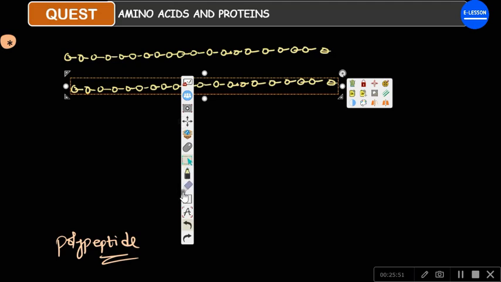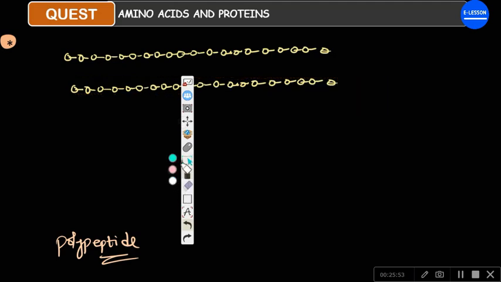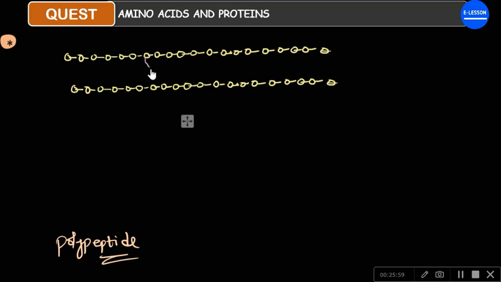For instance, let's say this chain here, they are usually joined by a kind of bond. Insulin has two chains joined together by what we call a disulfide bond. Disulfide is a two sulfur bond. So when you have sulfur here and another sulfur here, you call it a disulfide bond. Are you getting it now?